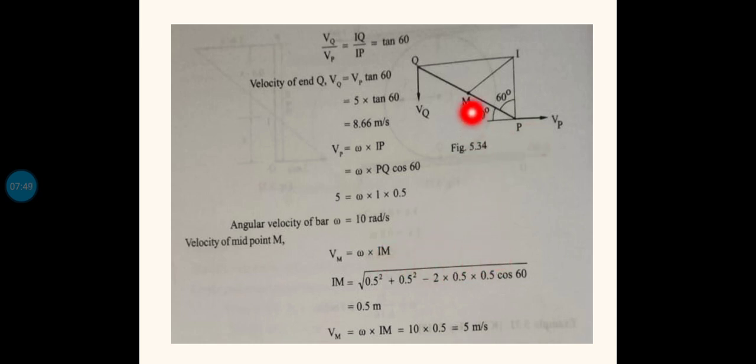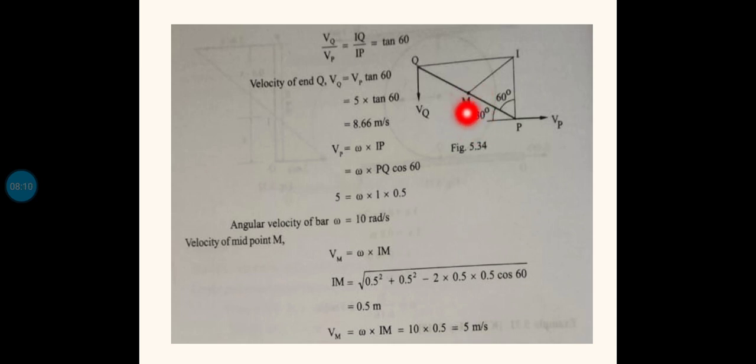Now we know that VM equal to R omega. Omega is common for the entire rod PQ. So omega you got as 10 radian per second, and R is nothing but IM, because the distance from the instantaneous center is the radius. So IM is R, and IM you got as 0.5. So VM equal to omega into IM, that is 10 into 0.5, that is 5 meter per second.